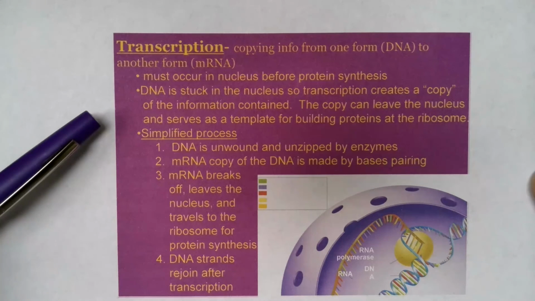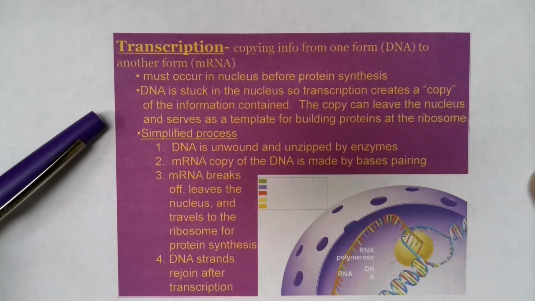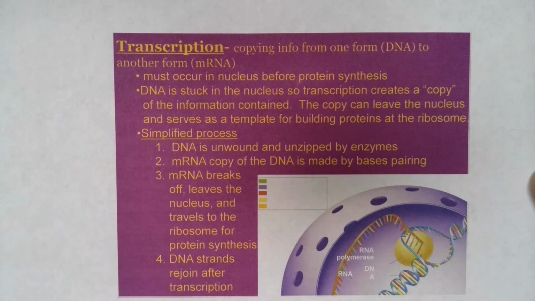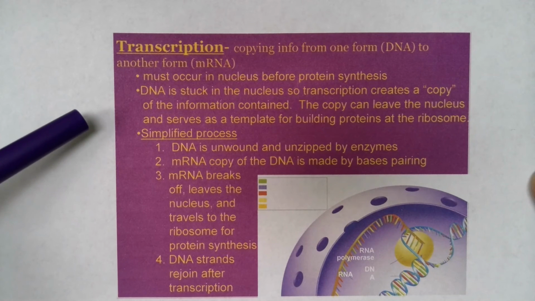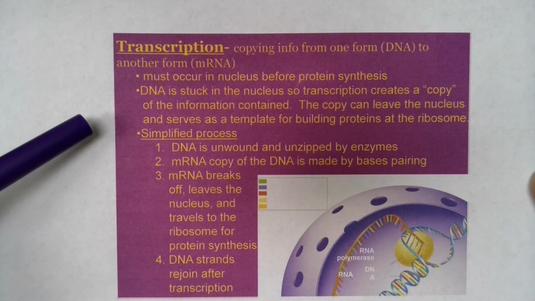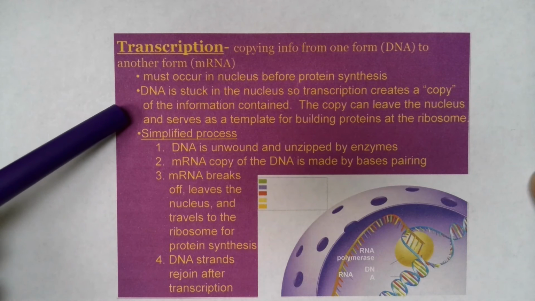Again, that messenger RNA is going to be a copy of the information stored in the DNA. It's going to go out of the nucleus via these little nuclear pores, those little holes that you see all over the nuclear envelope. It's going to go to the ribosome, and at the ribosome, that messenger RNA is going to be read to make a protein. That's basically everything that's up there.